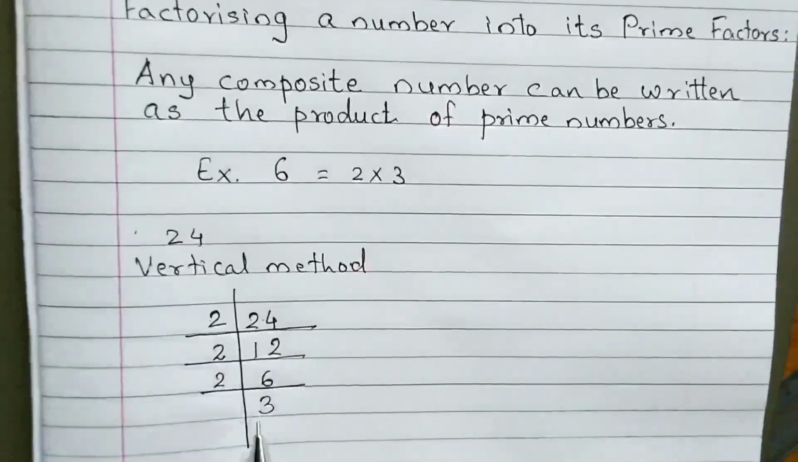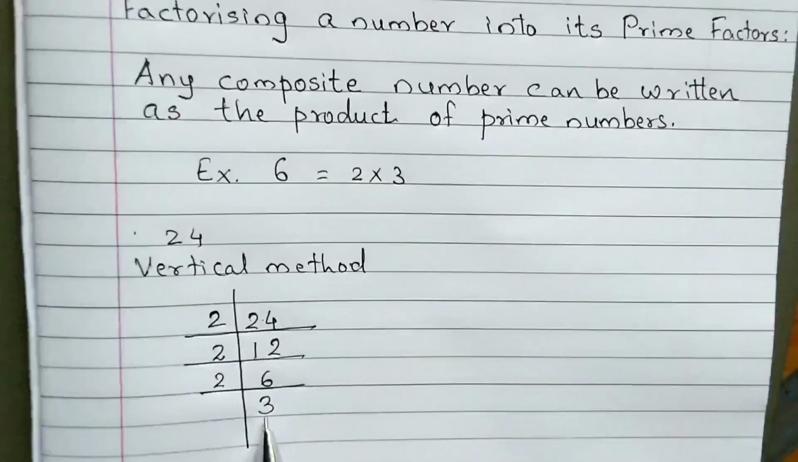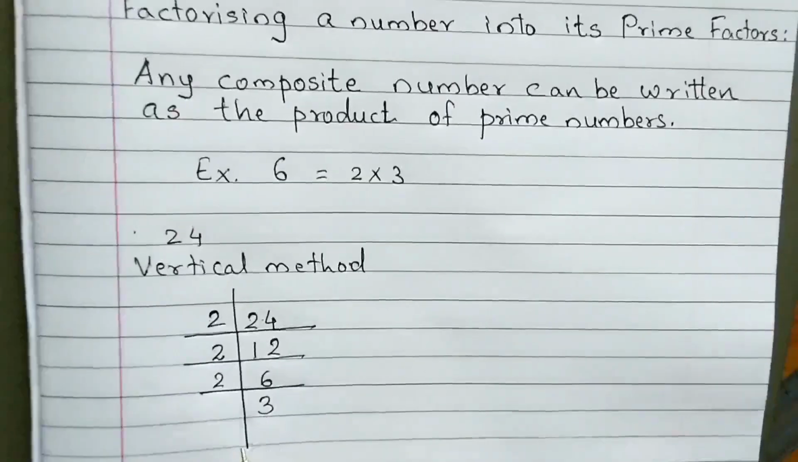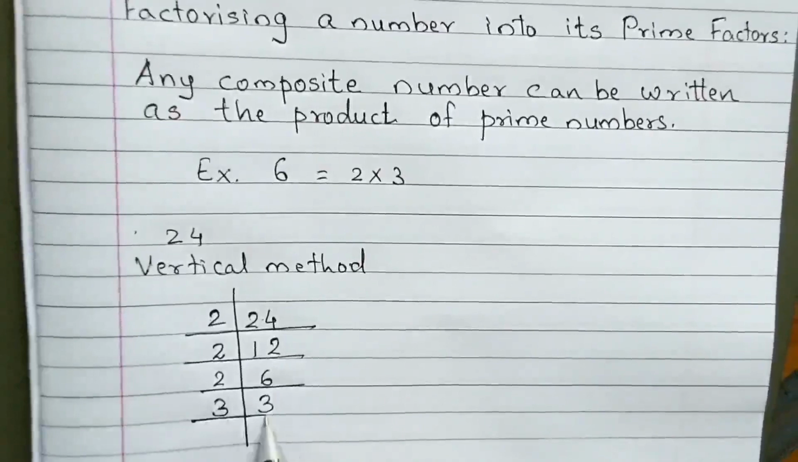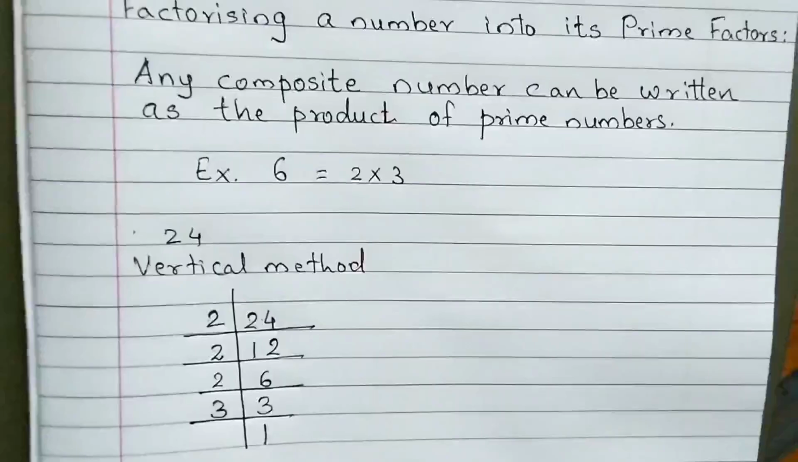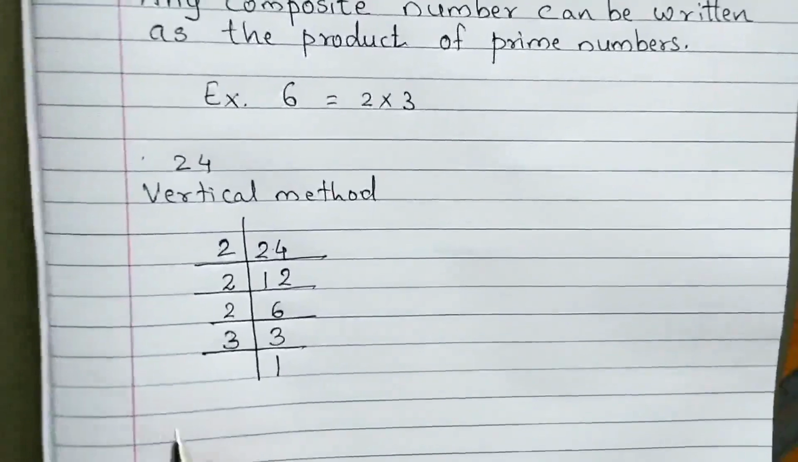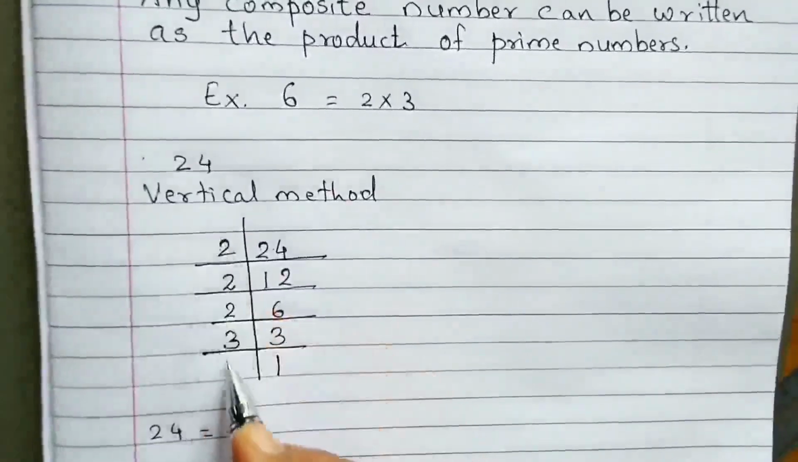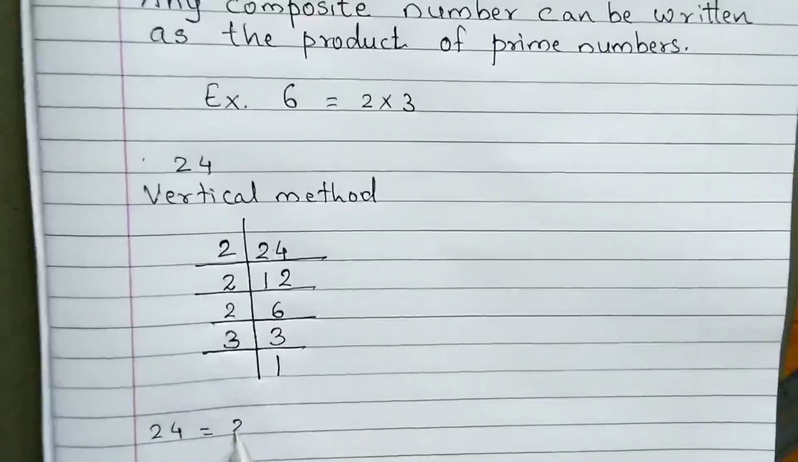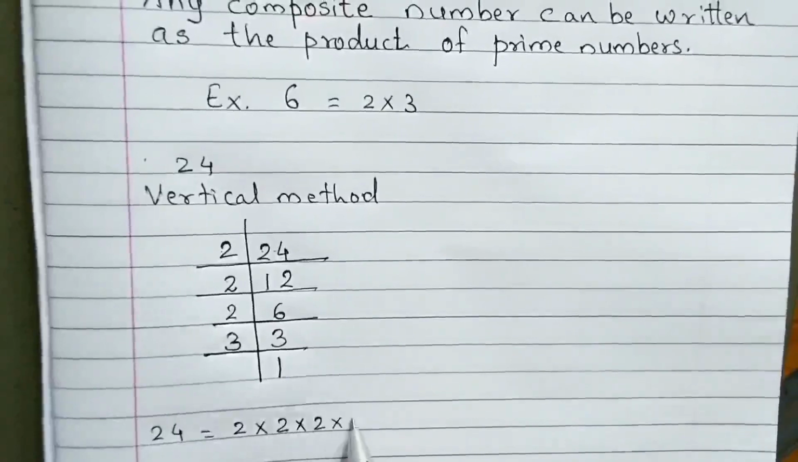Now, here we got 3. It is also a prime number. That means it is divisible only by 3. So, we will write here 3. 3 how many times is 3? 3 1 time is 3. So, 24 can be written as the product of these prime numbers, that is 2 into 2 into 2 into 3.